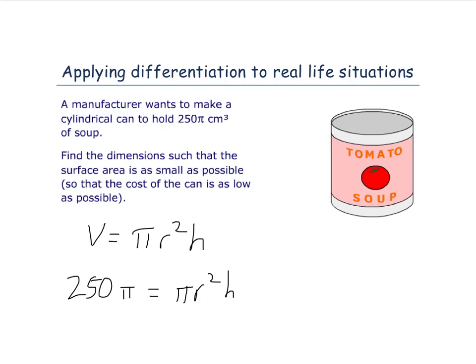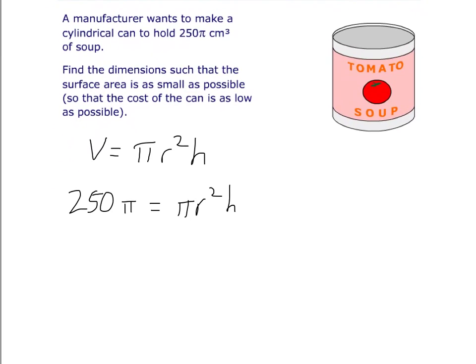Secondly, we can also find something else about this question. We kind of hinted at it in the question. It says find the dimensions such that the surface area is as small as possible. So we need to now write an equation for finding the surface area of this cylindrical tin. So surface area is equal to, now at this point it might be handy just to sketch yourself the parts that make up a cylinder.